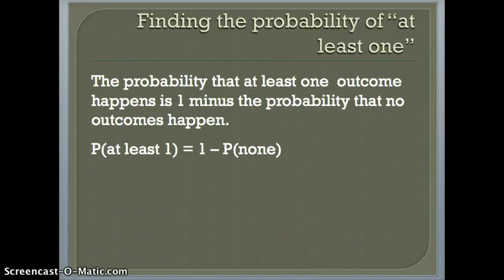Okay, so now for finding the probability of at least one. When we read this, it's going to make total sense to us, but it does get a little bit more complicated when we have to look at our examples. So the probability that at least one outcome happens is 1 minus the probability that no outcomes happen. That kind of makes sense to us if we understand the idea of at least one of something happening. So let's take a look at an example where we'll see it's a little bit more involved than just this.